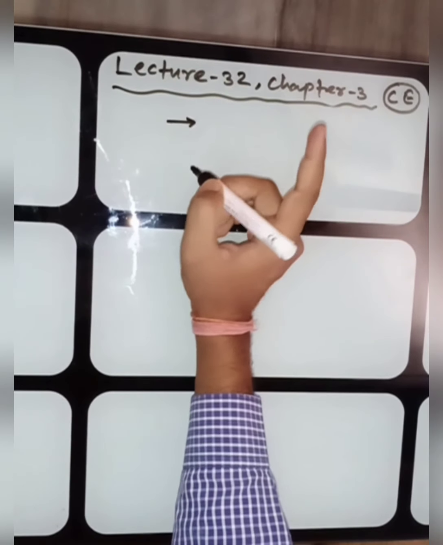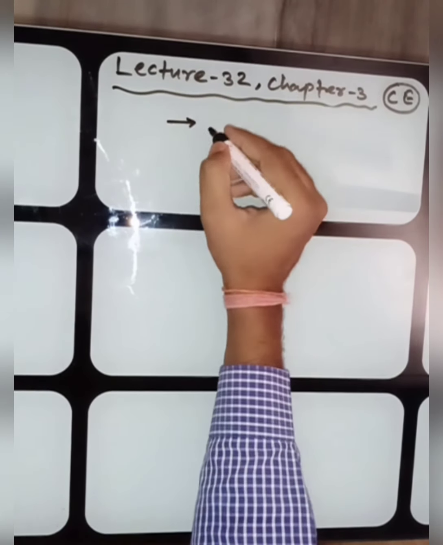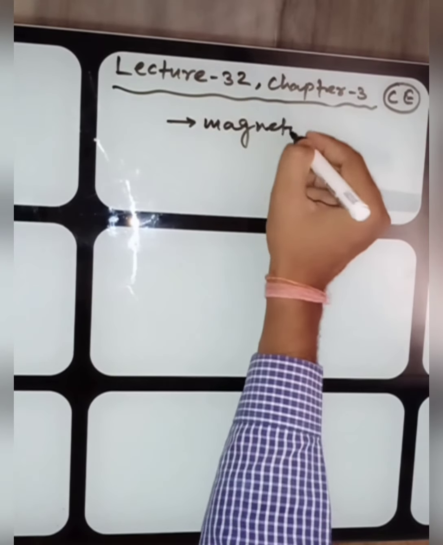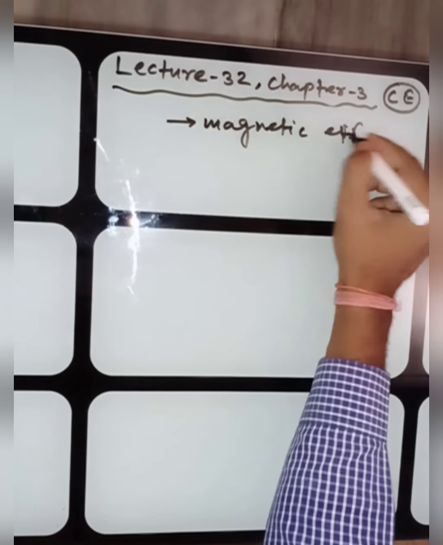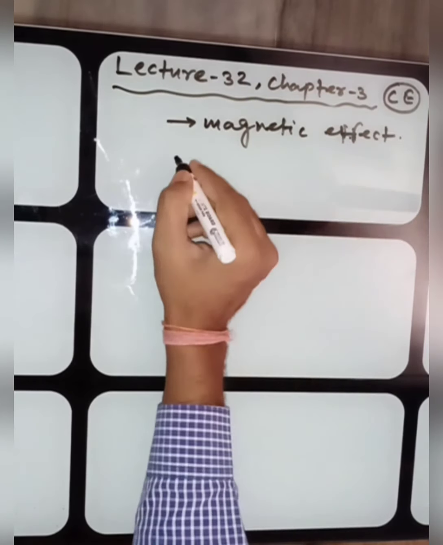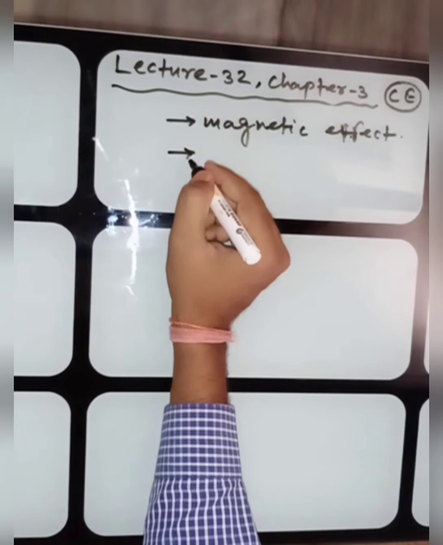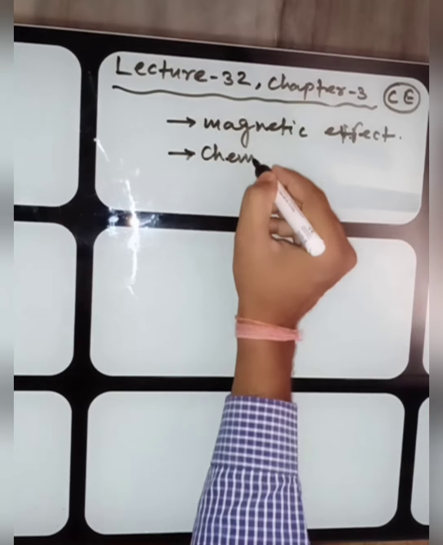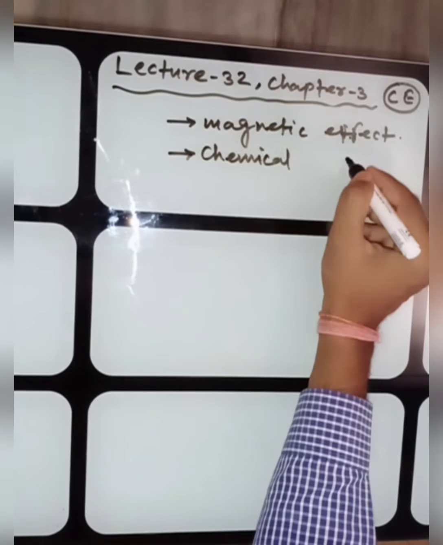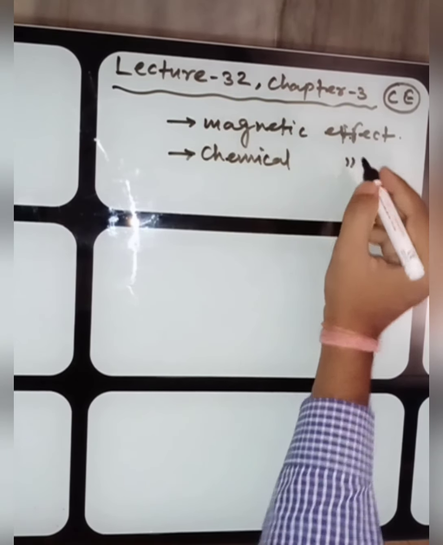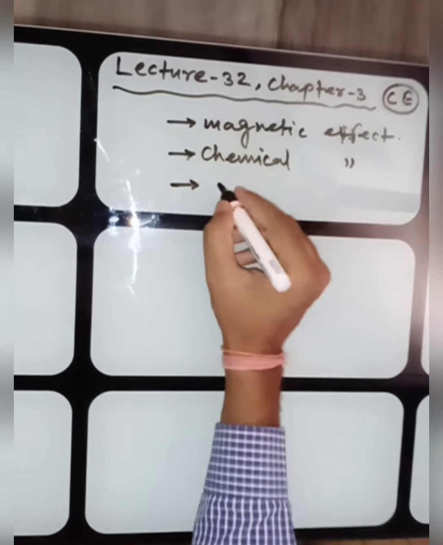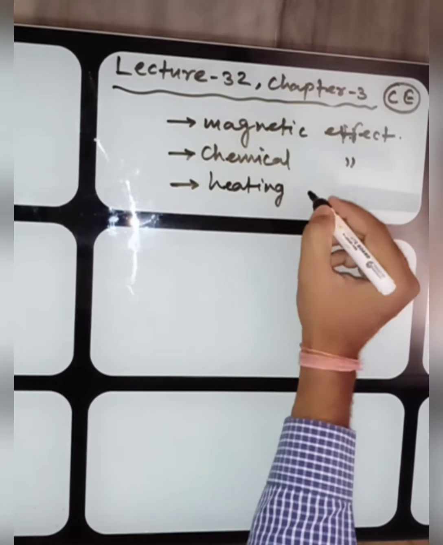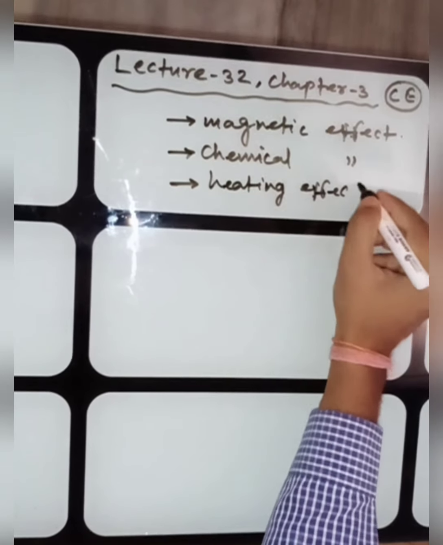It is 1, magnetic effect. It is measured by magnetic effect, that we have to study. The second one, which is very important, is the chemical effect. And the third one is the heating effect. This measures the electric current, the heating effect, my dear students.